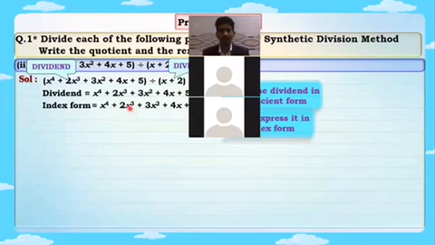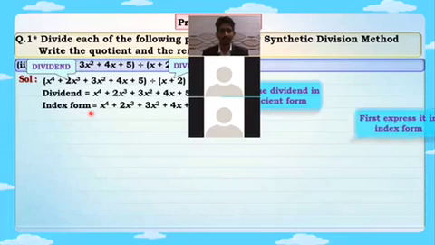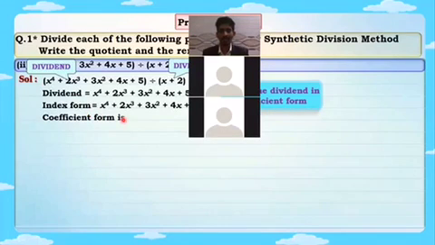After this, dividend को index form में लिखने के बाद आगे हम लोग लिखेंगे dividend in coefficient form. So let's write down dividend in coefficient form. Dividend in coefficient form कैसे लिखते हैं? We are going to write only coefficients. हम लोग खाली यहाँ पे coefficient लिखने वाले हैं, ठीक है?